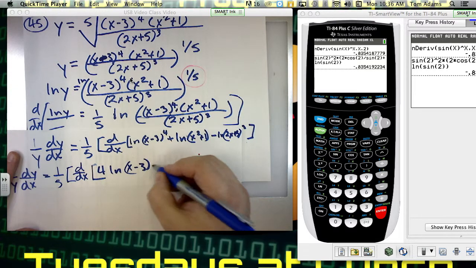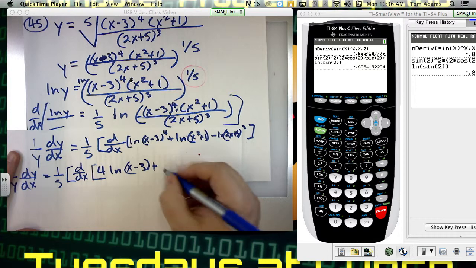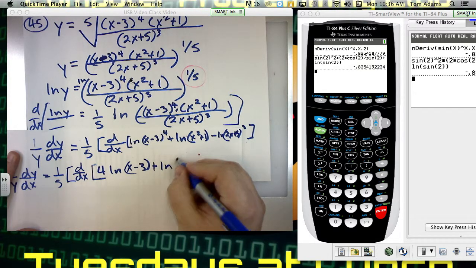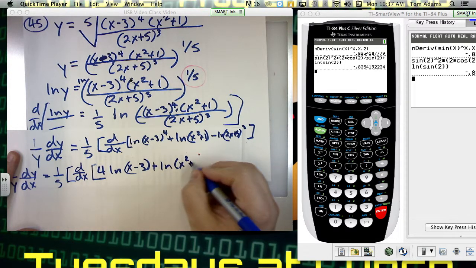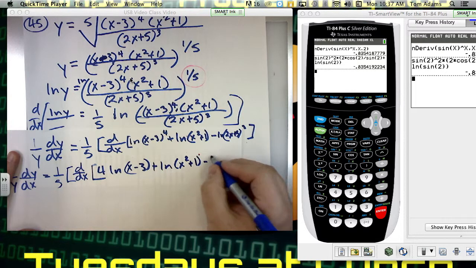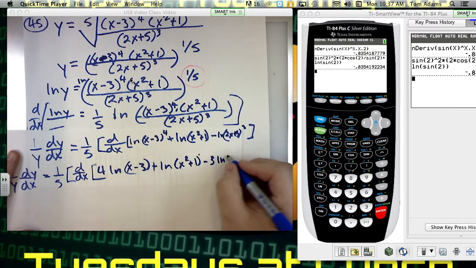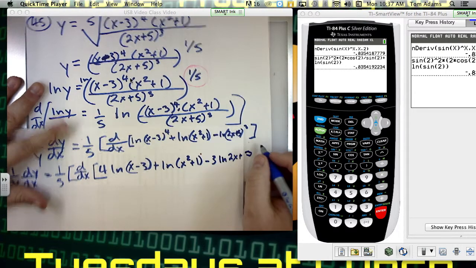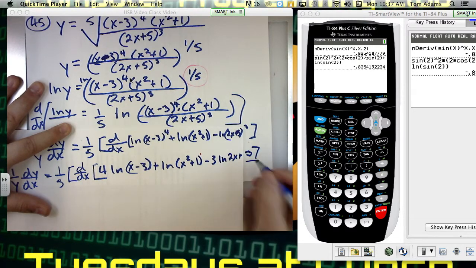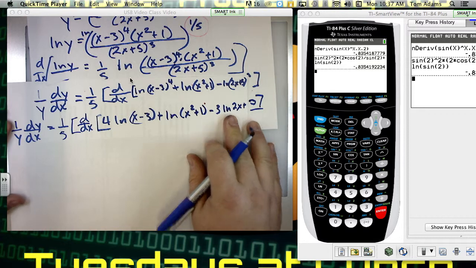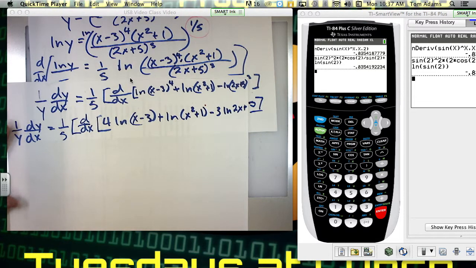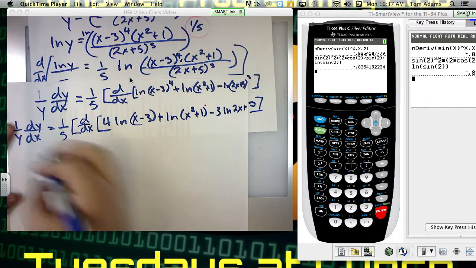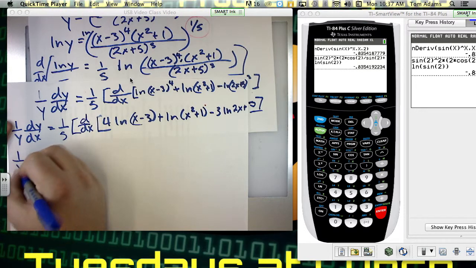All right. So I'm going to do that with anything that has a power. And so then this becomes the natural log of x squared plus 1 minus 3 times the natural log of 2x plus 5. I ran out of some room there. Okay?